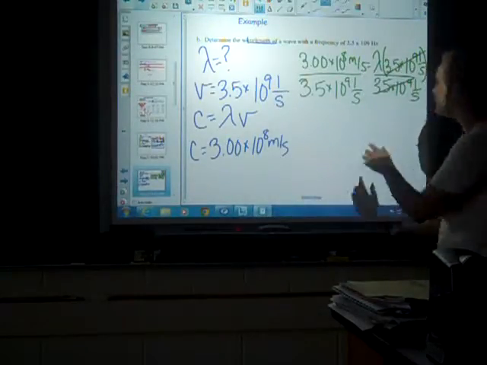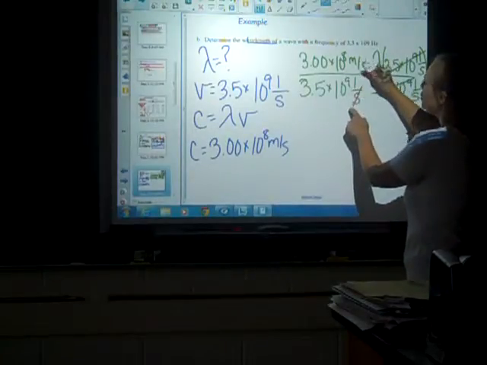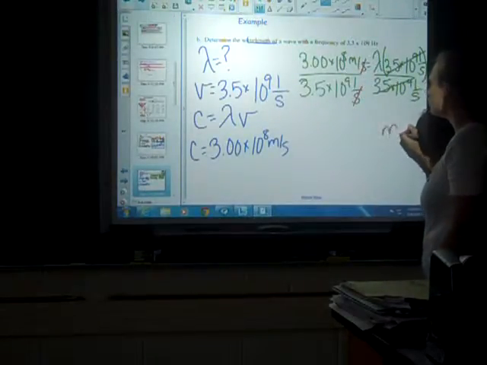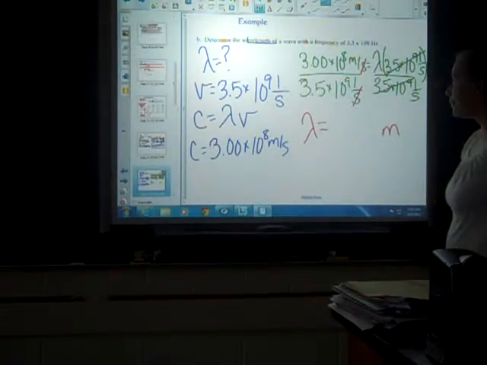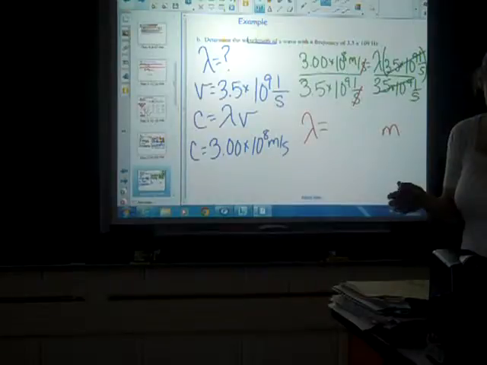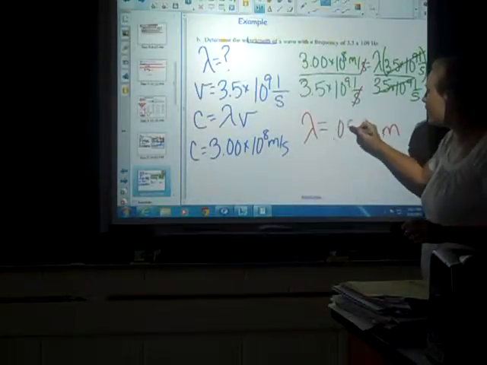Again, you'll notice my units. I can see that the seconds are going to cross off, leaving me with meters. That's good news because my wavelength is supposed to be in meters. So I go ahead and I plug this into my calculator and I get 0.0857.